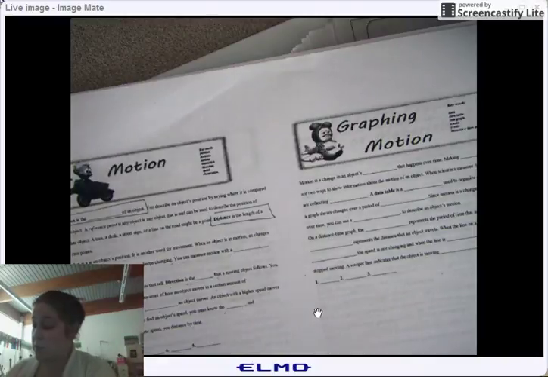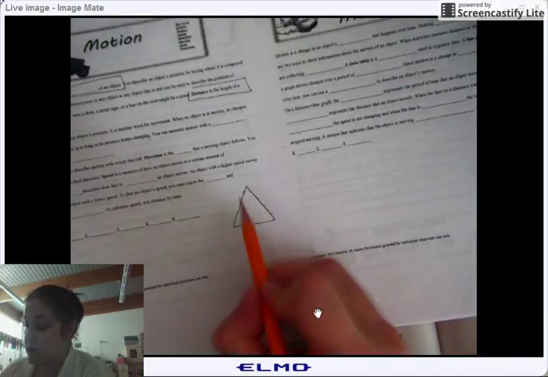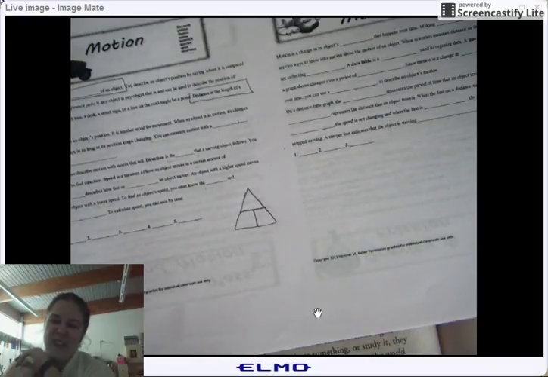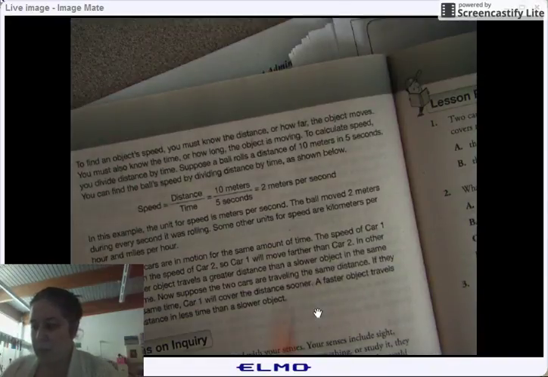If you remember from the notes we've taken before, we had a little triangle here. And remember what we talked about when we were talking about our distance and our time? Think about what letters go where. Let's look at the equation if you can't remember.